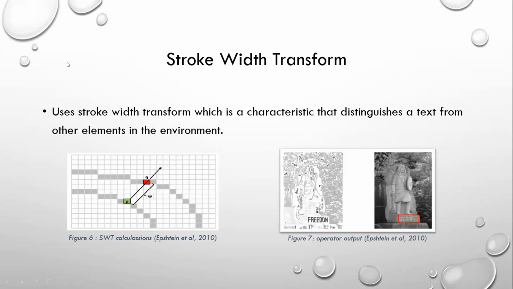In the left image here, we can see the SWT, the stroke width transform calculations. For more information, we can see this paper. Also on the left side is the output of the operator. So here is the first image, and here is after the processing.